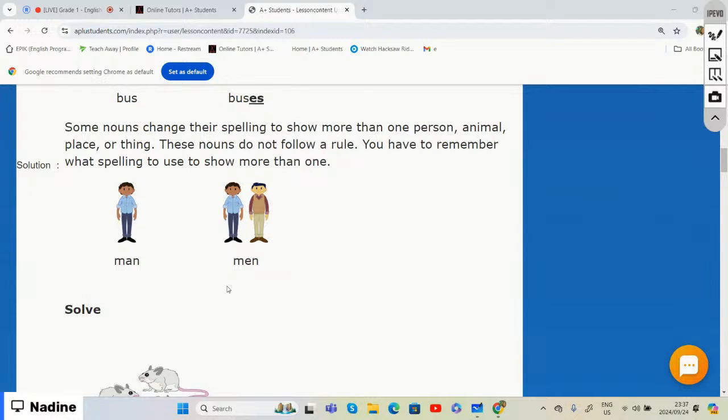And when it comes to the irregular plurals, right? We cannot say add s or add es to show the plural form of the noun. Sorry, you are going to have to just remember how the word changes, or how the spelling changes, from it being singular to it being plural.